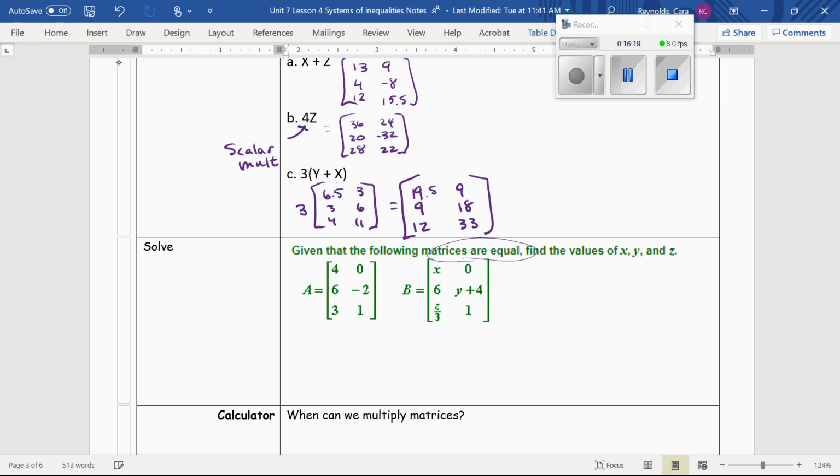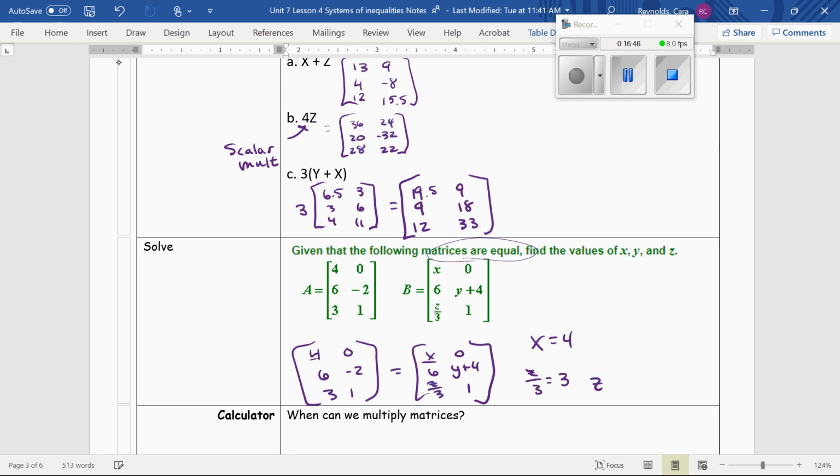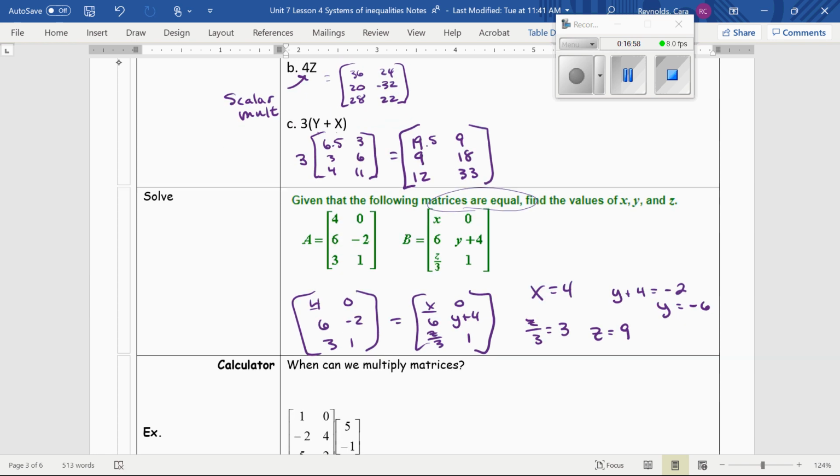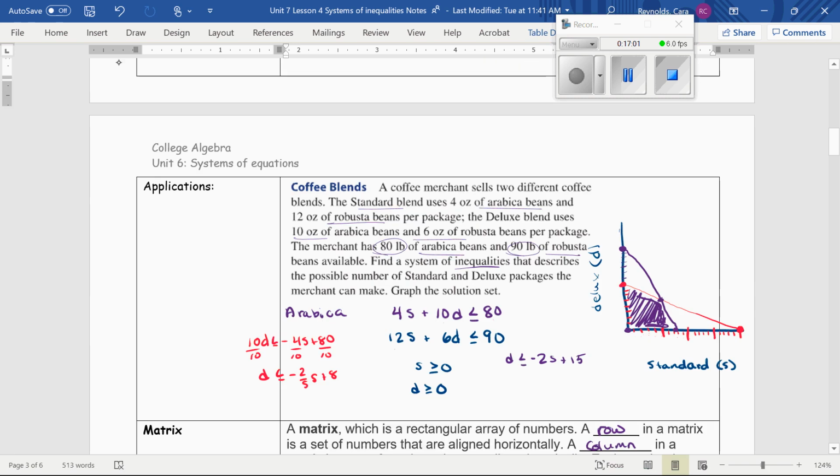If you have 2 equal matrices, that then means that their elements must be equal. So if 4, 0, 6, negative 2, 3, 1 is equal to x, 0, 6, y plus 4, z over 3, and 1, then those elements in corresponding positions must also be equal. So x is 4. Z over 3 is equal to 3, which means that z is equal to 9. And y plus 4 is equal to negative 2, which means that y is equal to negative 6. Right? So you can find those values using your corresponding elements.